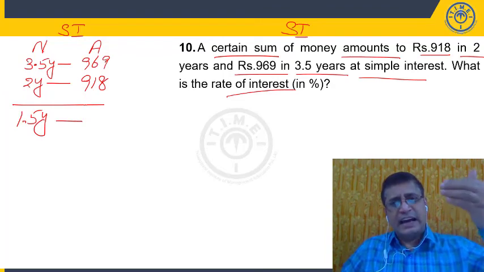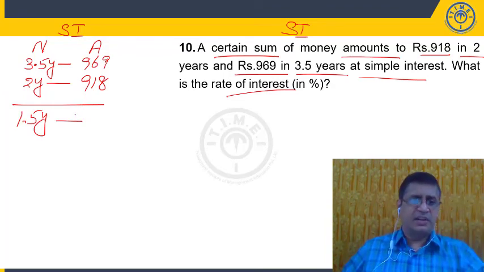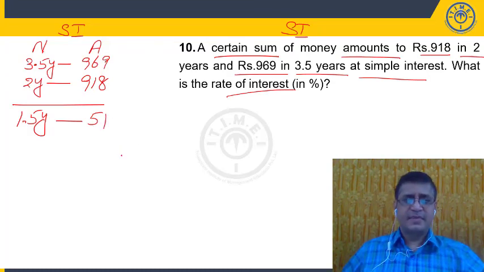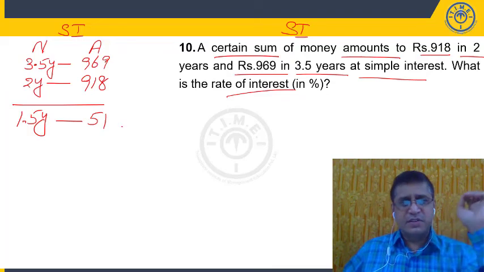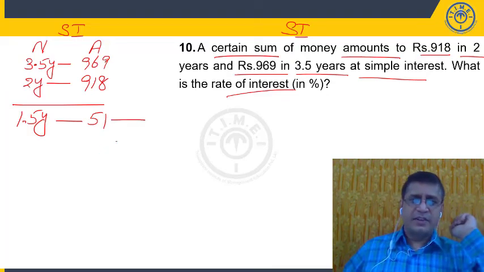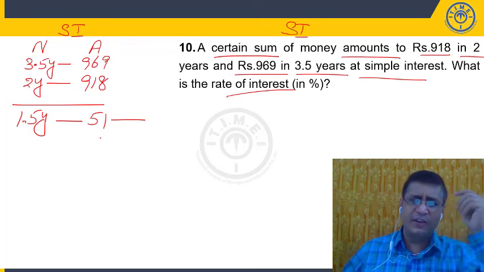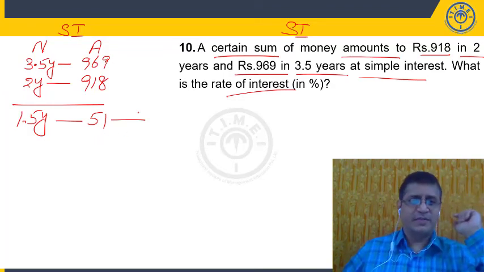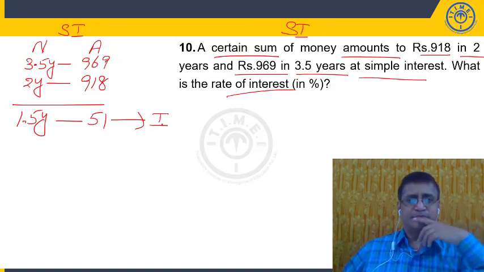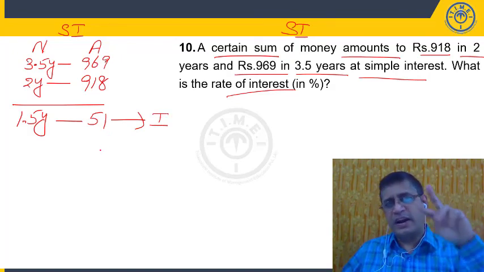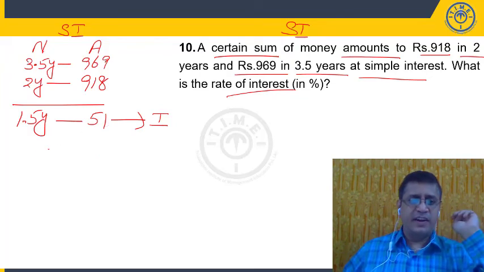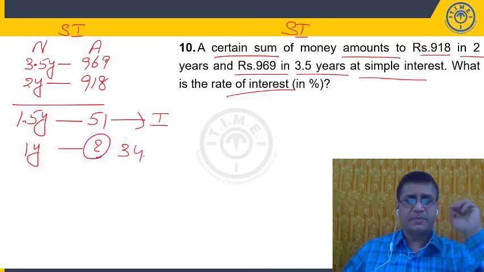What about the difference in the value of the amount? How much is the difference? It is 51 rupees. Can any one of you say what it is? 51, what is it? Yes, you are right. It is an interest value. Interest for 1.5 years is 51, so what is the interest for 1 year? 1 year interest is equal to 34 rupees.